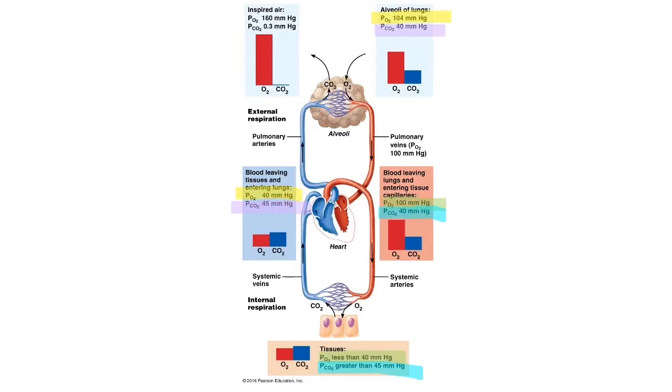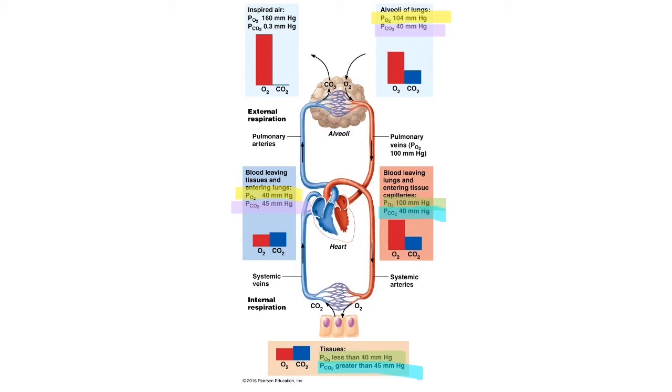The highlighted yellow areas will show you the partial pressure of oxygen in the alveoli and in the pulmonary arteries. You'll notice that the partial pressure of oxygen in the alveoli is 104 millimeters of mercury, whereas in the pulmonary arteries it is only 40 millimeters of mercury. Therefore, oxygen will diffuse from the alveoli into the pulmonary capillaries.